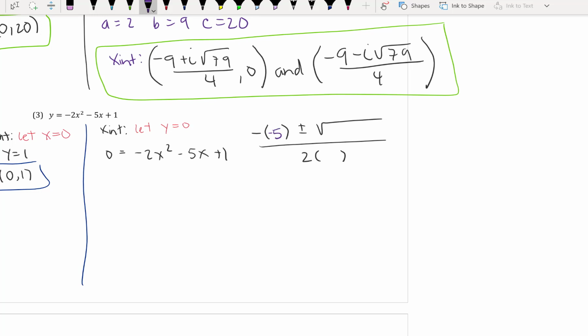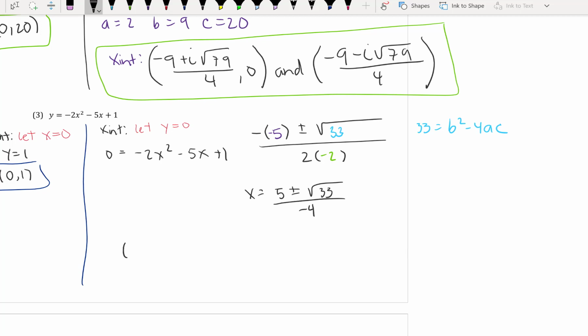So now inside my parentheses, negative 5 squared minus 4 times your a, which is negative 2, times your c value, which is a positive 1, and you get a positive 33. And remember, 33 I got by b squared minus 4ac, right? The discriminant there. And of course that a value, like I said before, was a negative 2. So I'm going to have that x is equal to a positive 5 plus or minus the square root of 33 all over negative 4.